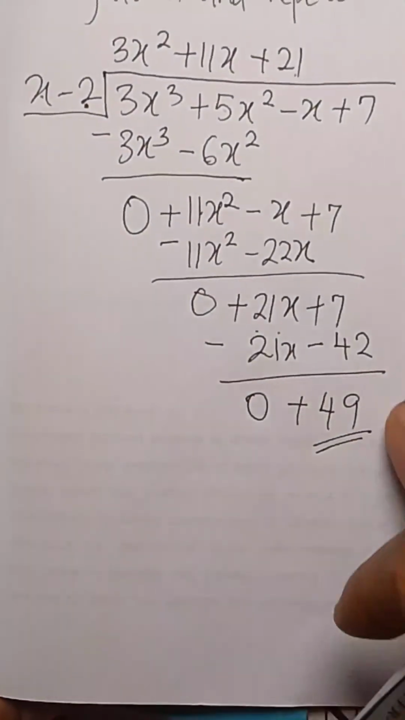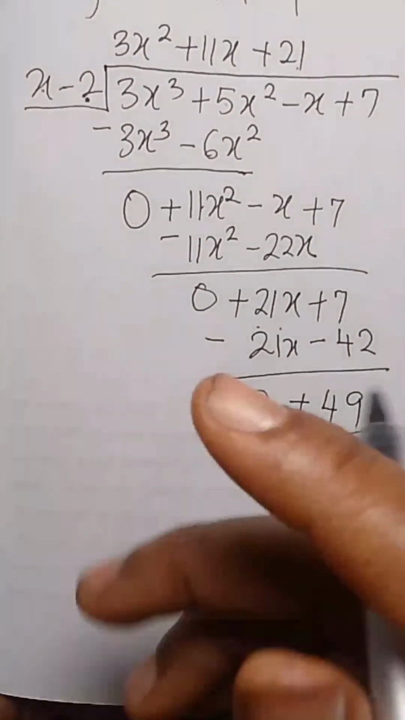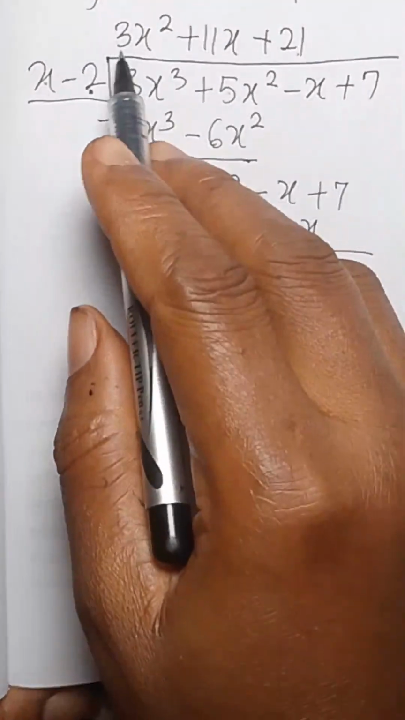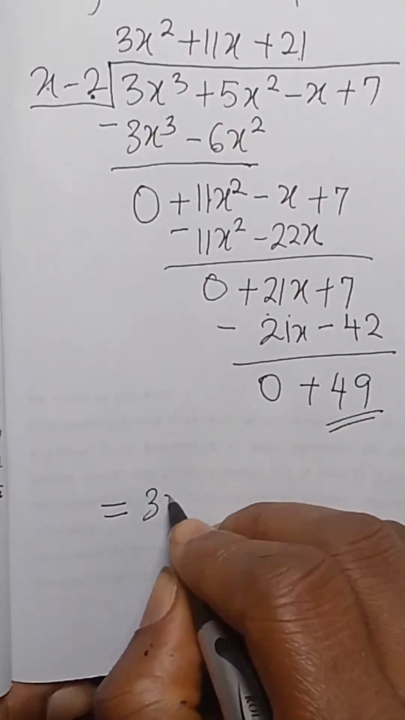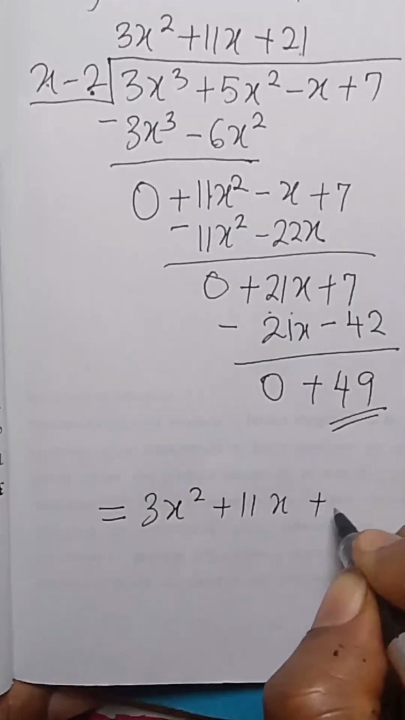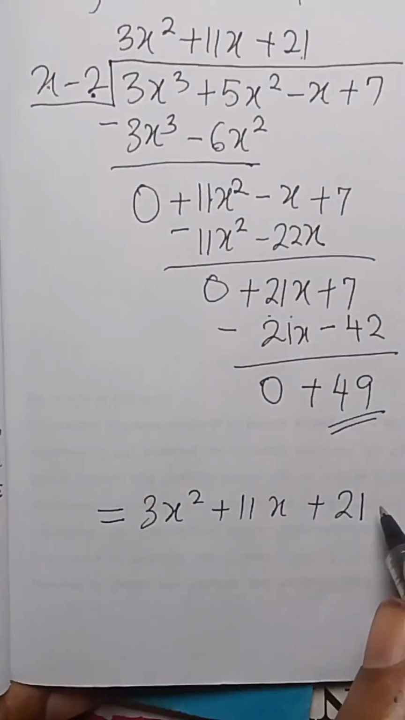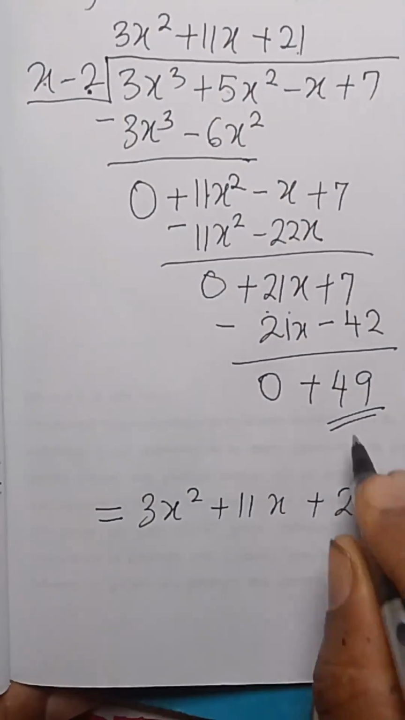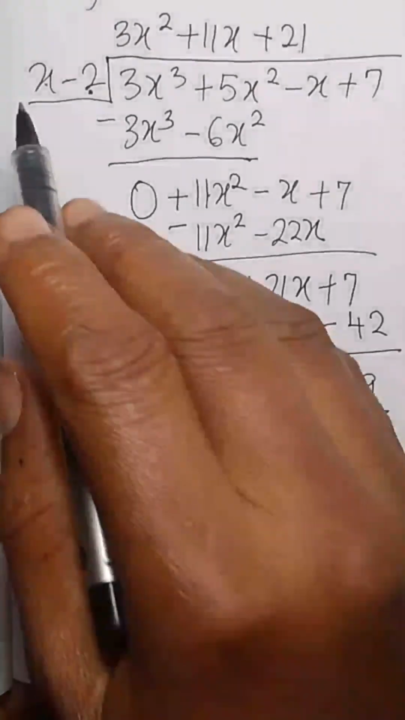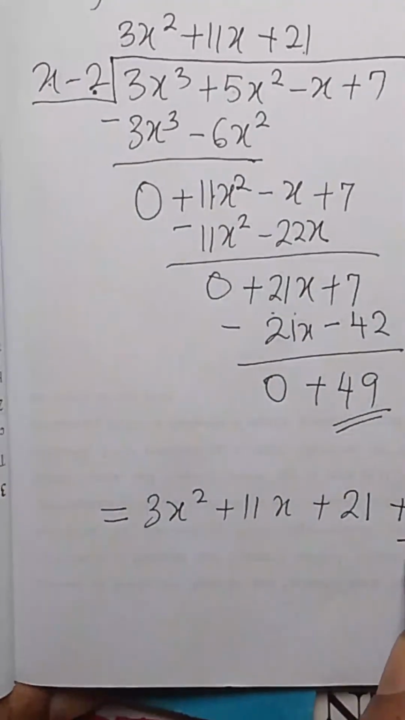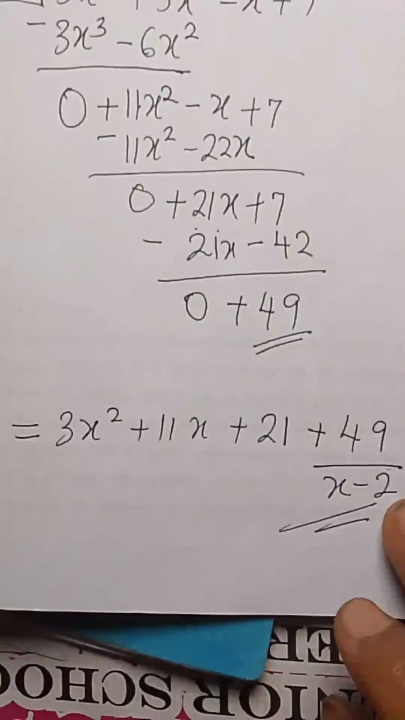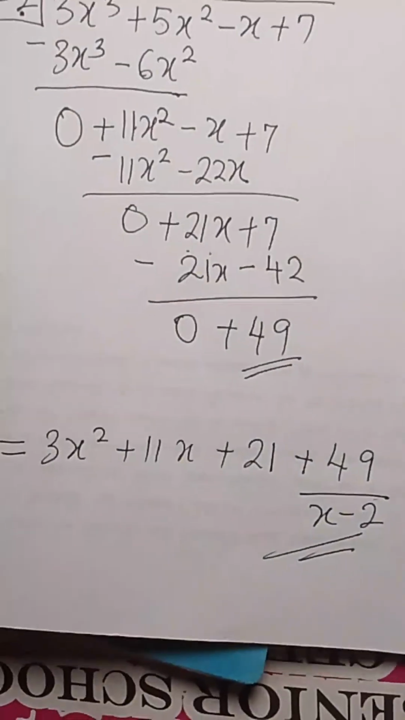Now, when you have a remainder, you can divide further. So this is how you're going to say the answer is equal to 3x squared plus 11x plus 21. We now do plus. We write the remainder 49 all over the term we are dividing with, x minus 2. So this is the solution to the question.